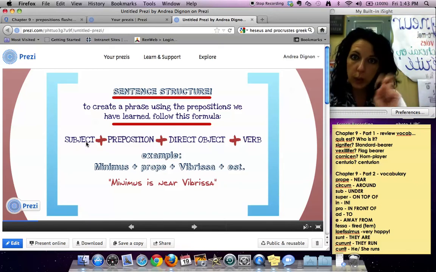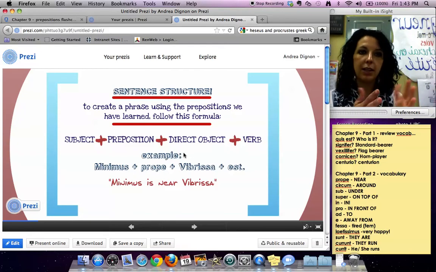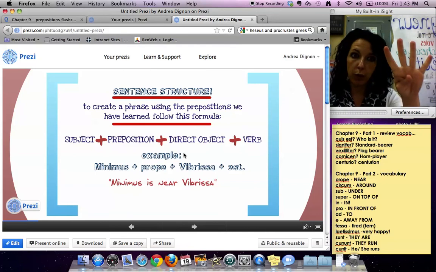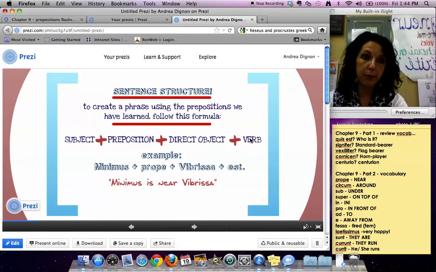Number two is the preposition. The prepositions are the ones that we've gone over already, and they are located right over here in this little sticky note right here, so that's good. The third thing that you want is your direct object, and weirdly enough, the last thing that goes in our sentence, the fourth thing, step number 4, is to add the verb, okay? So for example, we've got minimus prope vibrisa est. So if we're looking at this, minimus is our subject, prope is our preposition, vibrisa is our direct object, and est is our verb. There you go.